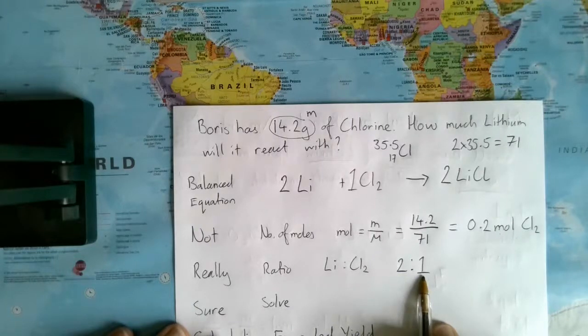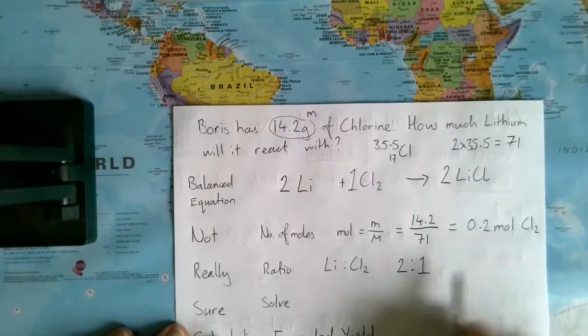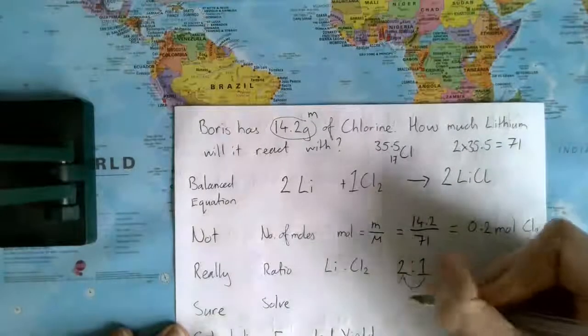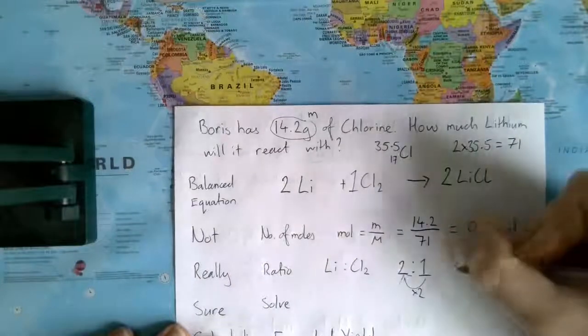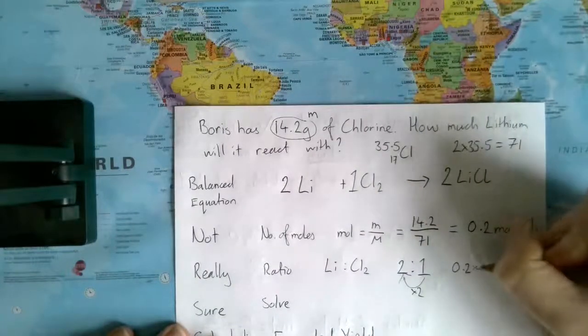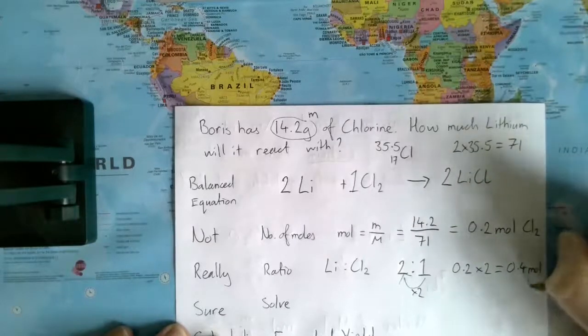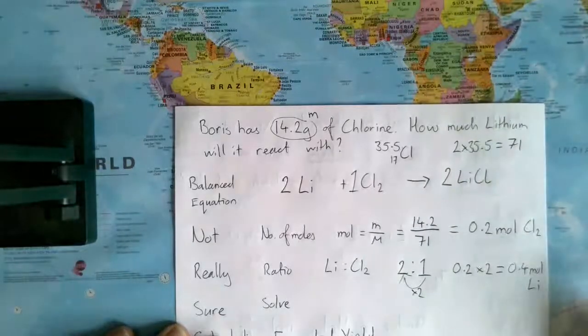Okay. Oh no, we've been given the amount of chlorine. Oh, well then we go the other way. 1 mole of chlorine, you would multiply it by 2. So we have 0.2 moles times by 2, we would get 0.4 moles of lithium.